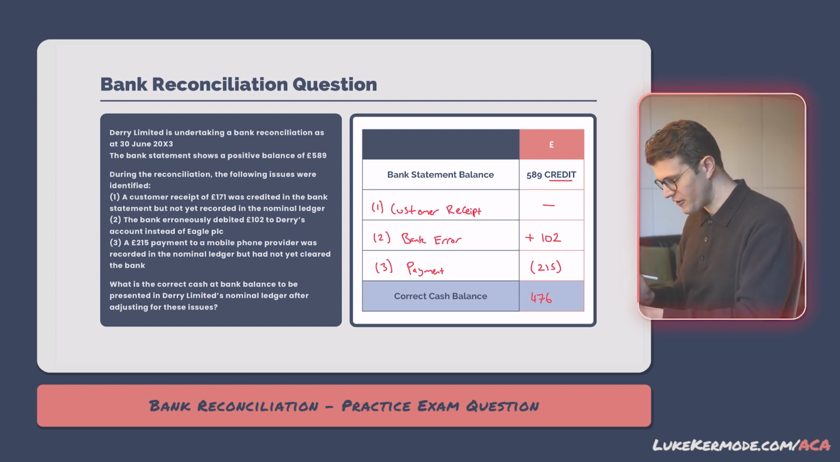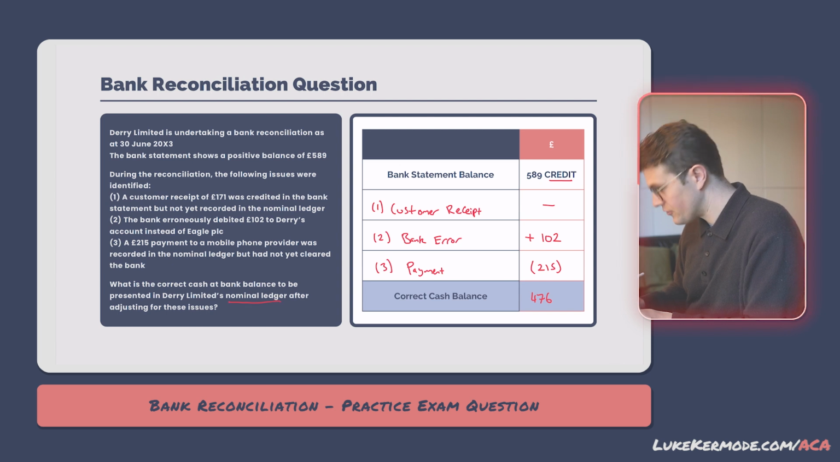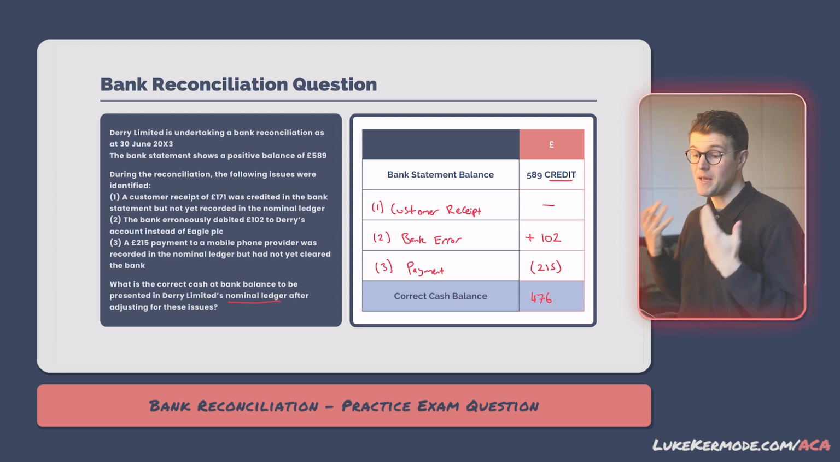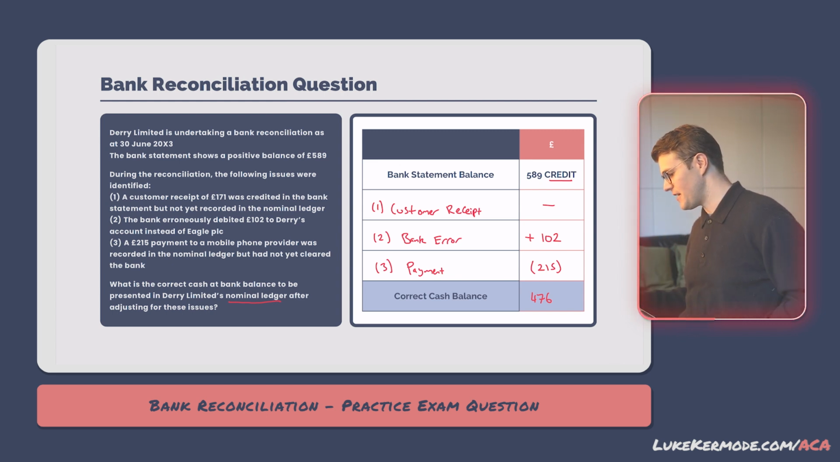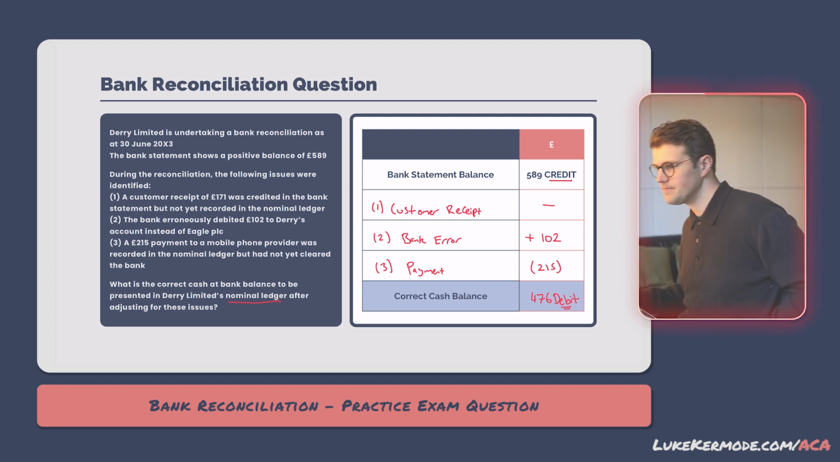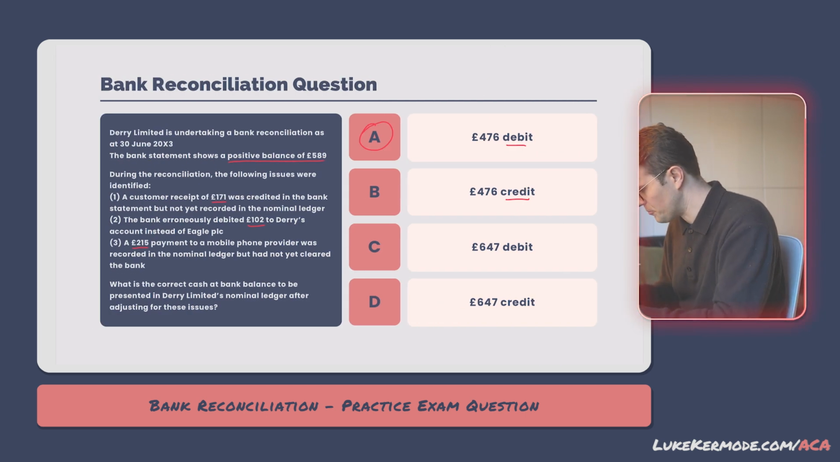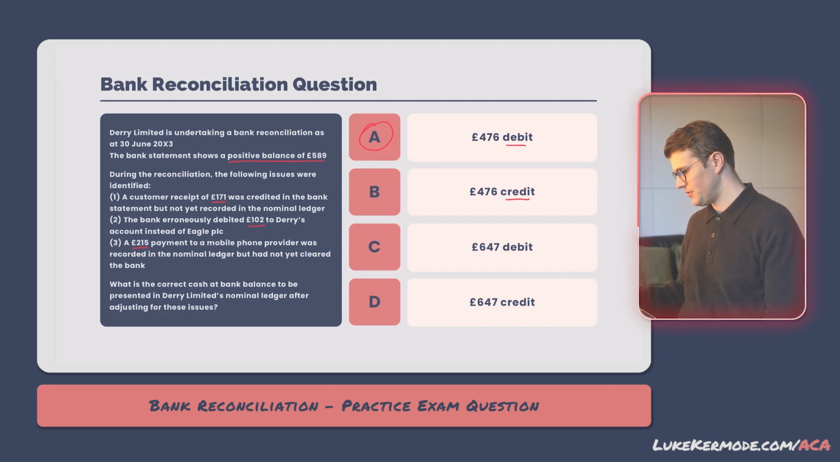However, the question very subtly asks us for the nominal ledger account balance, which is from the business's perspective. So from the business's perspective, that £476 of cash is an asset. So in the business's accounts, we would record that £476 as a debit. So the correct answer here is option A, £476 debit.